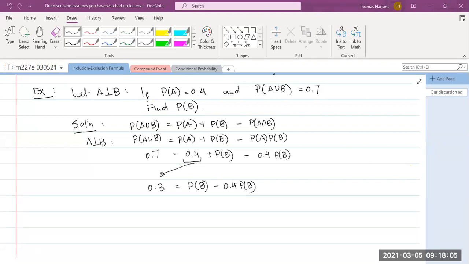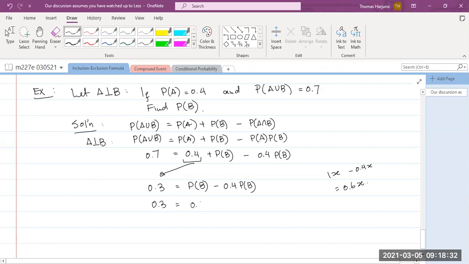Now, when you combine these, what do you get? Probability of B, let's call that X. X minus 0.4X equals what? Invisible 1 minus 0.4. 1 minus 0.4 is 0.6, right? 0.6x. This is 0.6 probability of B. Therefore, when I divide both sides by 0.6, I get 0.5.